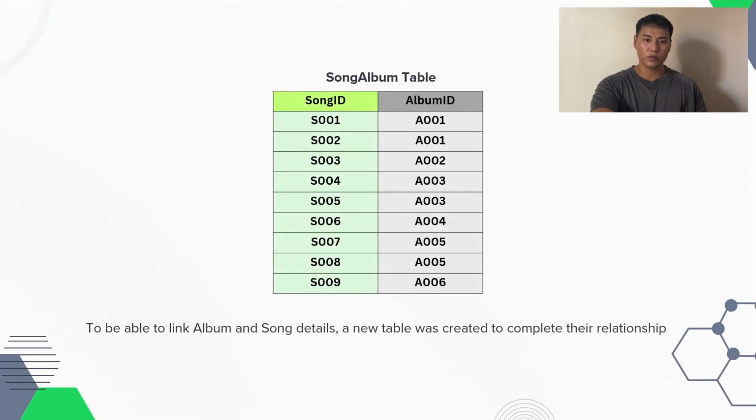To fix this, we created a new song-album table. This table links songs and albums through their IDs, making the relationship flexible. Now, songs can exist with or without albums, and albums can exist independently. This change also solves anomalies. For example, in 3NF, deleting a song won't delete the album record. Only the link between them is removed.